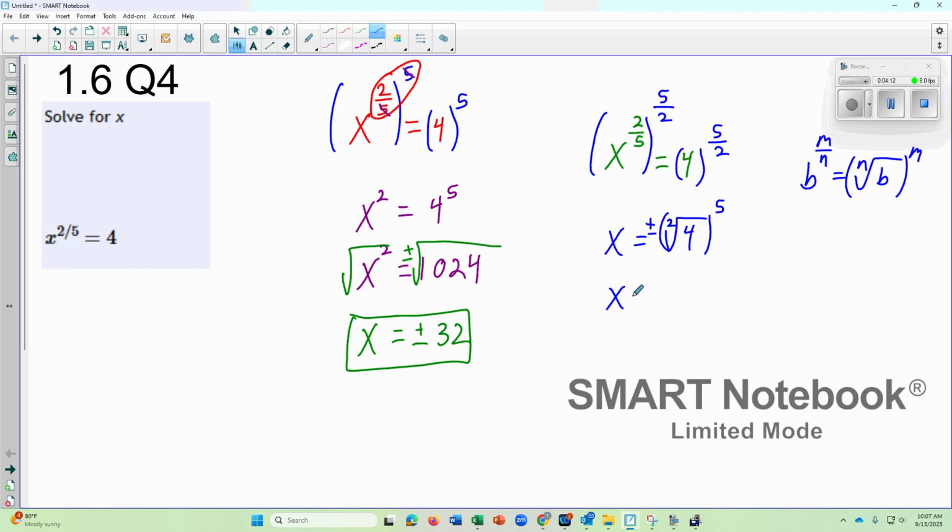Okay, so then x equals plus or minus the square root of 4, which is 2. Then we raise 2 to the power of 5, and 2 to the power of 5 would be 32. So plus or minus 32. Okay, so that's the first one. I'll go ahead and stop here and I'll make a video for the next one.